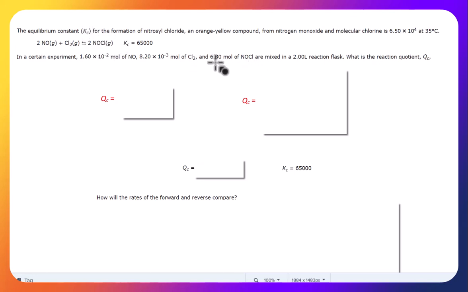In this case, a lot of them, 6.30. Now notice these are moles. These aren't concentrations, and they're mixed in a 2-liter flask. So we're going to have one part of this problem where we find out the concentrations. And they want to find out what the reaction quotient is. In other words, what does this mixture look like in terms of an equilibrium expression?